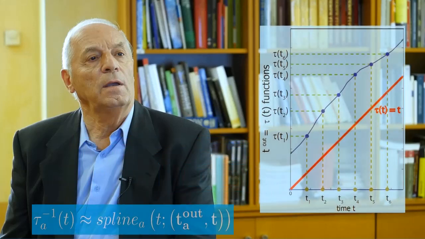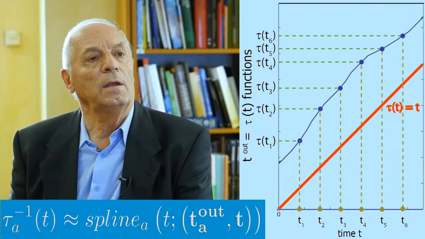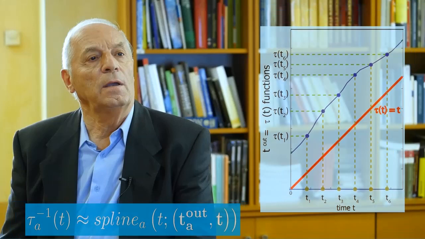This formula indicates that the pair of the entry time t and the exit time t_out for link A is used as one of the basic points to build the function tau^-1(t), used to approximate any entry time of link A associated with its exit time t.